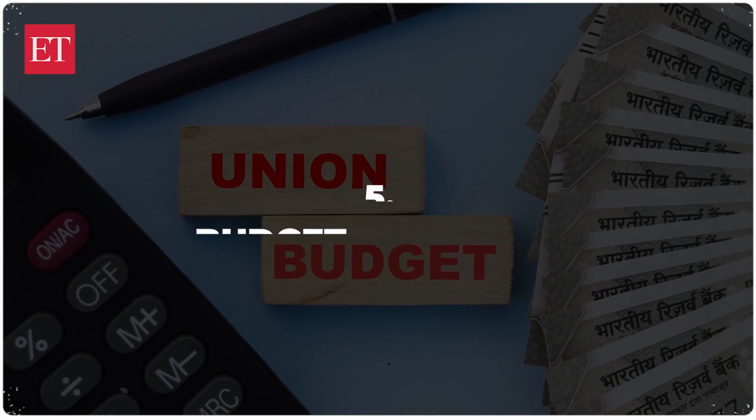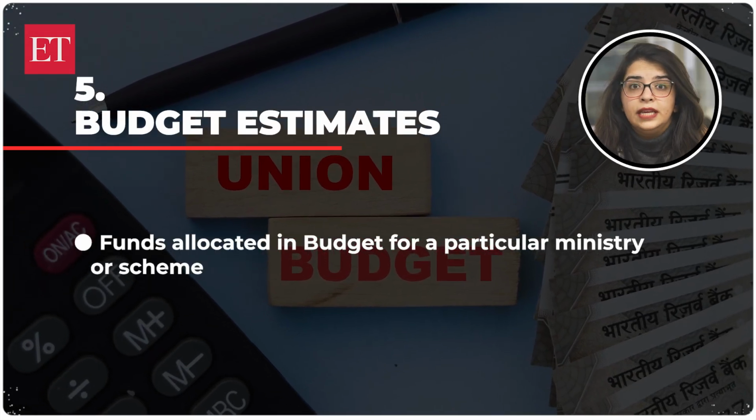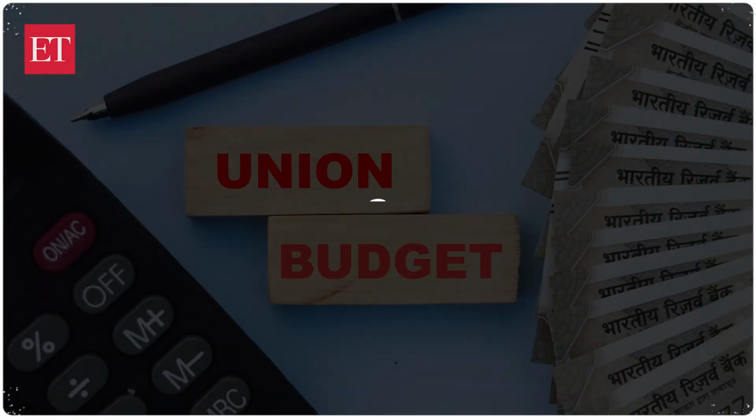However, the Rajya Sabha can recommend amendments to this bill. It needs to be passed by the Parliament within 75 days of its introduction. Number 5. Budget estimates. This refers to the amount allocated in the budget to a particular ministry or scheme for the coming financial year. Number 6.